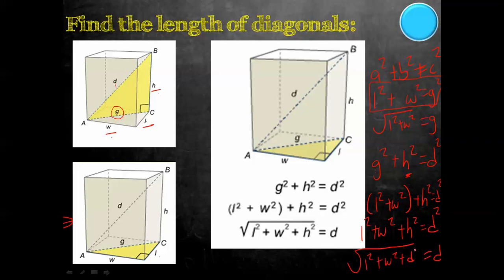So that is the formula that you're going to use if you need to find the space diagonal, right? And they are giving you the length, the width, and the height. Square all three of them, width, length, and height, add them together and take the square root, and that will give you D, the space diagonal.